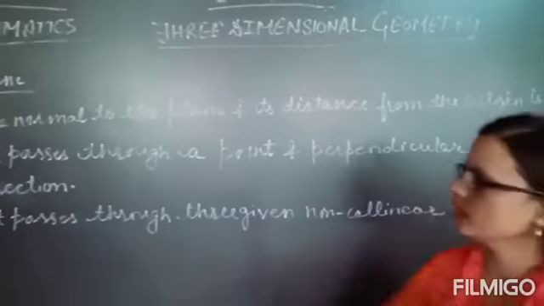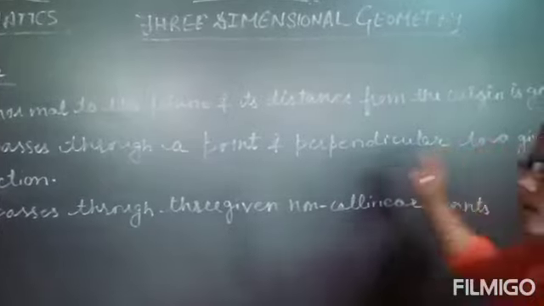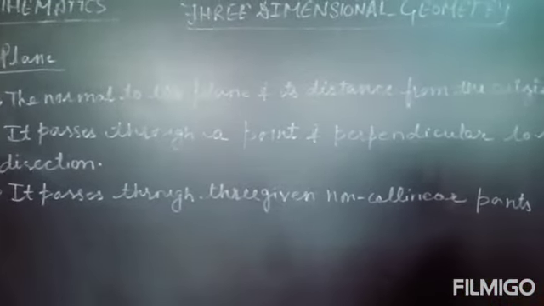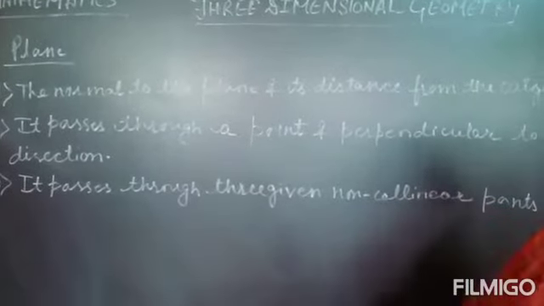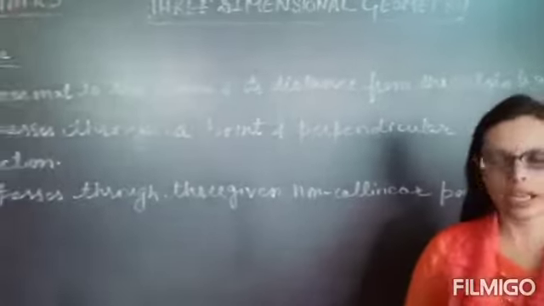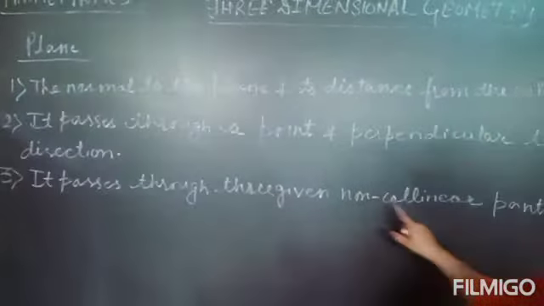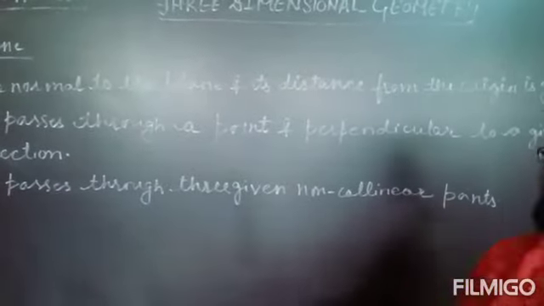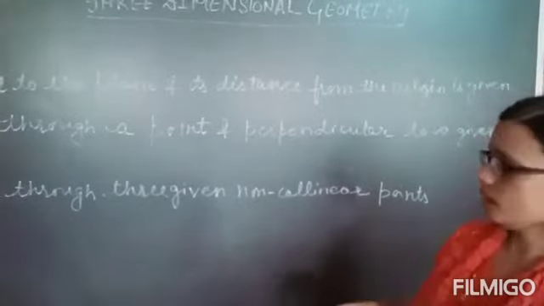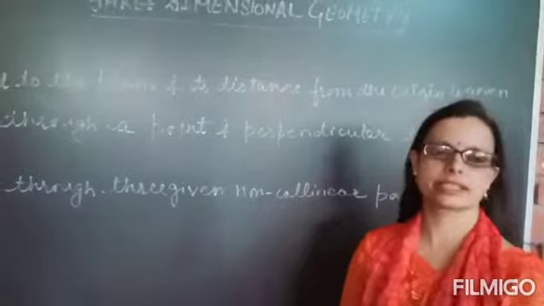And the second equation is for a plane that passes through a point and is perpendicular to a given direction. We will derive the equation of a plane in three dimensions if it is passing through a given point and perpendicular to a given direction. And the third one is when it passes through three given non-collinear points. We will derive the equation of the plane in three dimensions if the plane is passing through three given non-collinear points.